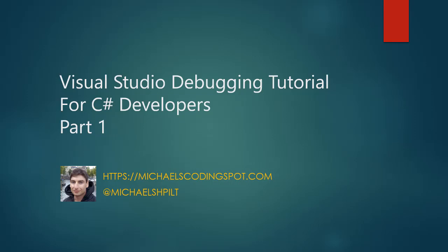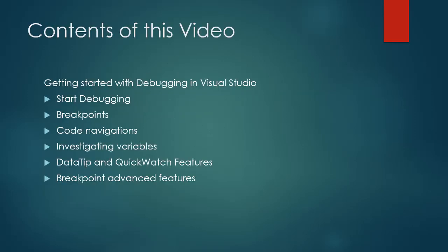Here's what we're going to learn today. We will see how to start debugging with Visual Studio, how to set breakpoints, how to navigate through code, how to step over lines of code, step into methods, step out of methods, investigate variables, use the DataTip and Quick Watch of Visual Studio to analyze variables, see all the features that DataTip and Quick Watch include, and see breakpoint advanced features.